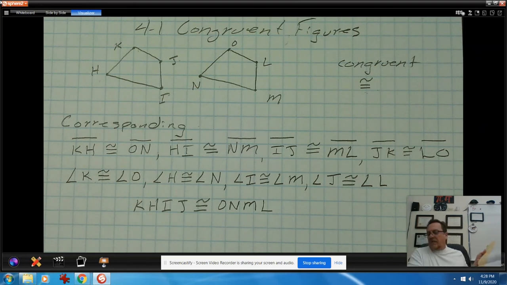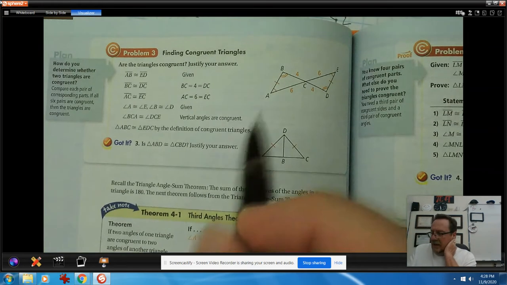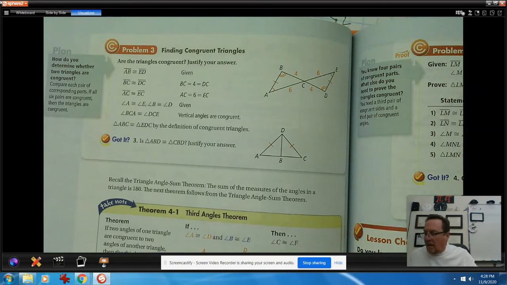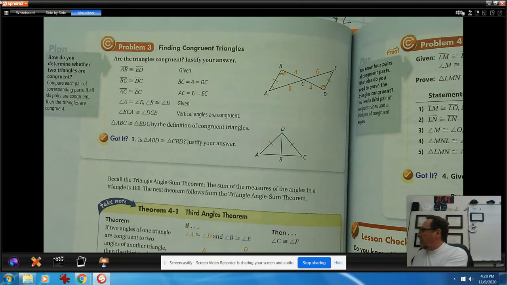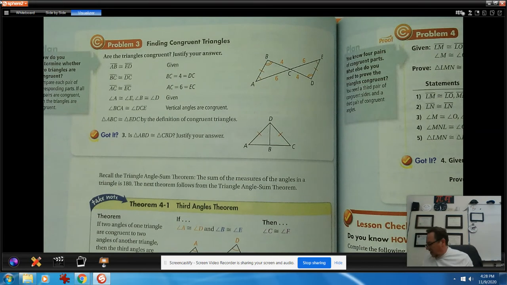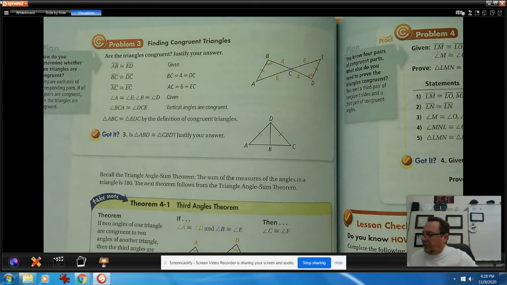Okay. Let's take a look at an example from your book. I'm going to start with the example, and it's right here. It says, are the triangles congruent? If they are, we've got to check all of their parts. And so how many parts are there to these triangles? There are three sides in each triangle. So that means that I'm going to have to match each of the three sides of one triangle with each of the three sides in a different triangle.